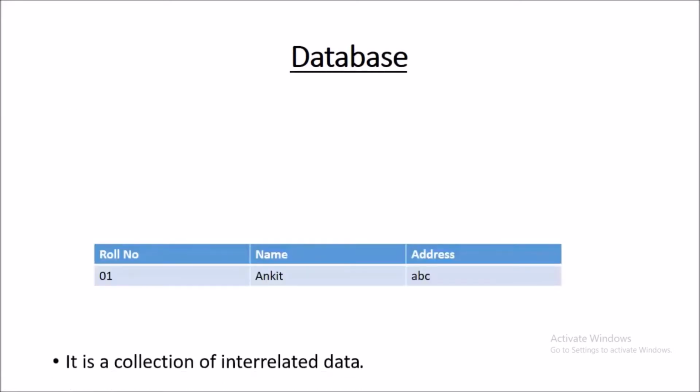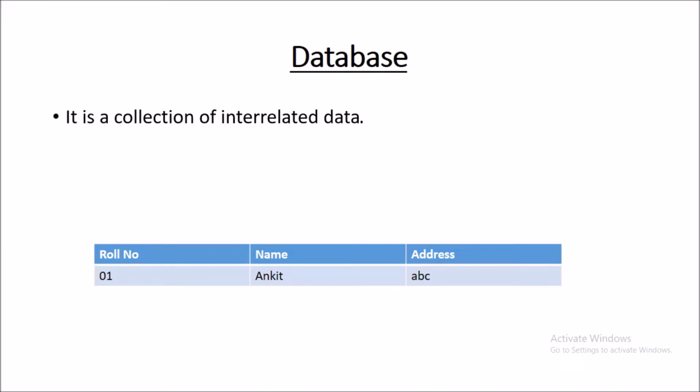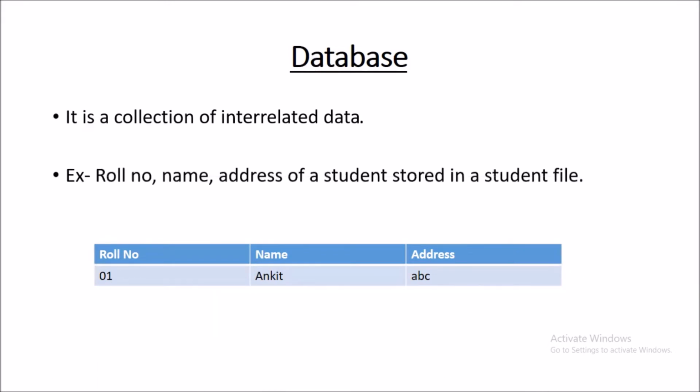Now next is database. Database is a collection of interrelated data. As I explained earlier, what is data? Here, interrelated data means the data which is connected to each other. For example, roll number, name, address of a student stored in a student file is a database. You can show it in the form of a table. Here you can see the name is Ankit, his roll number is 1, and his address is ABC. So here you can clearly see this data is related to each other.